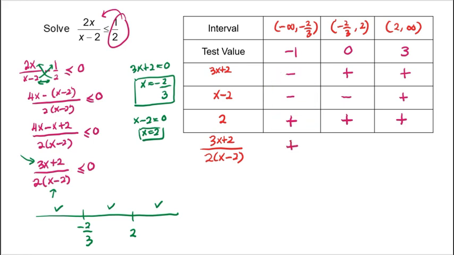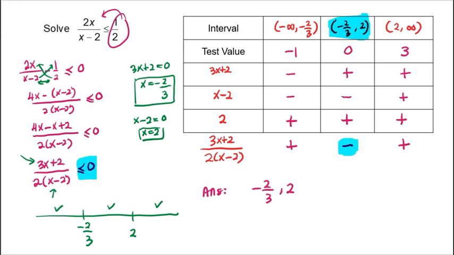So we have positive and negative, this one a positive. We want the part where it is less than or equal to 0. So where is it? It's actually the negative part. So this is the answer. But we want to write the final answer. Now, what is the final answer? From negative 2 over 3 until 2.